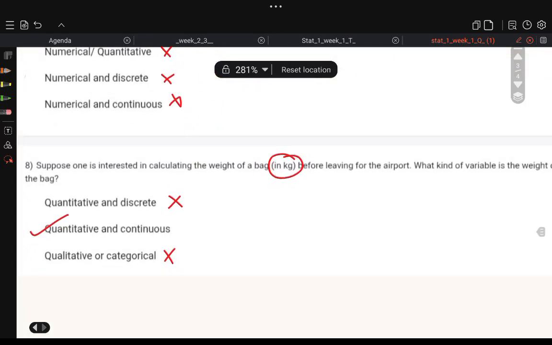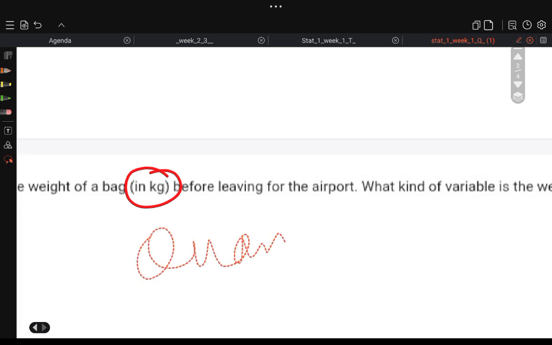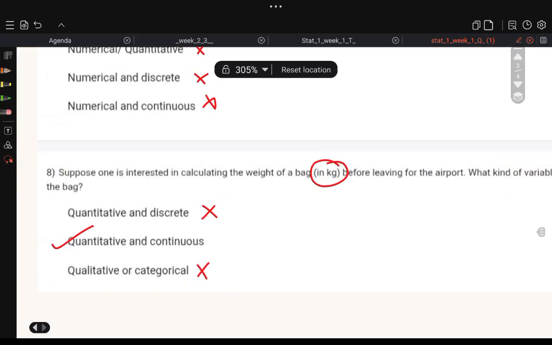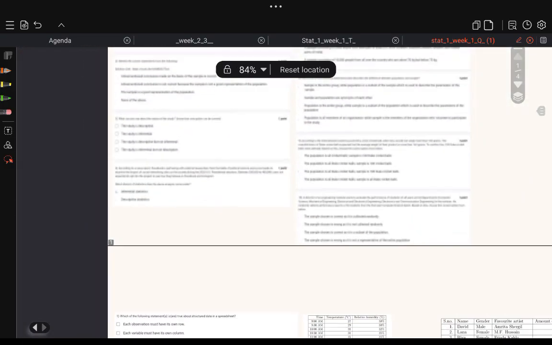Now the eighth question: suppose one is interested in calculating the weight. See, here comes the weight, and as it is a weight, it will be quantitative data, and also as it is in kg, it has a unit, so it will be continuous. So quantitative and continuous data. We are done with most of the questions now.